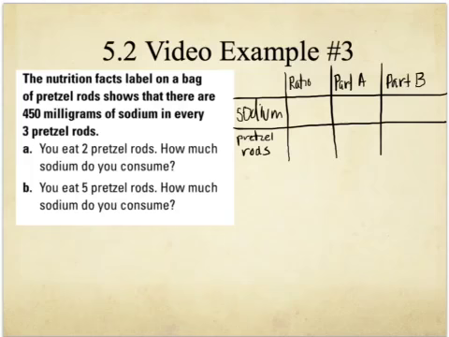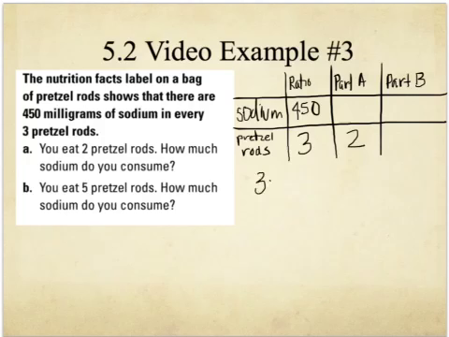So the ratio is telling us that you have 450 milligrams for every 3 pretzel rods. So in Part A, it's asking us how much sodium you consume when you eat 2 pretzel rods. So we're going to put a 2 in here. So now we need to set up the equivalent fraction so that we can figure out how much sodium we would have. So we would have to figure out what we would multiply 3 by to get to 2.